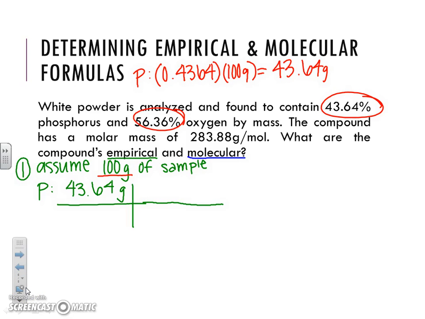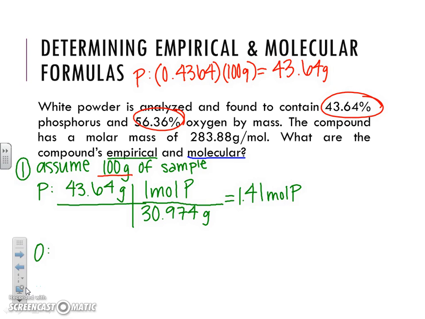So we're going to use the molar mass, which is 30.974 grams in 1 mole of phosphorus. So we wind up with 1.41 moles of phosphorus. We can do the same thing for oxygen.